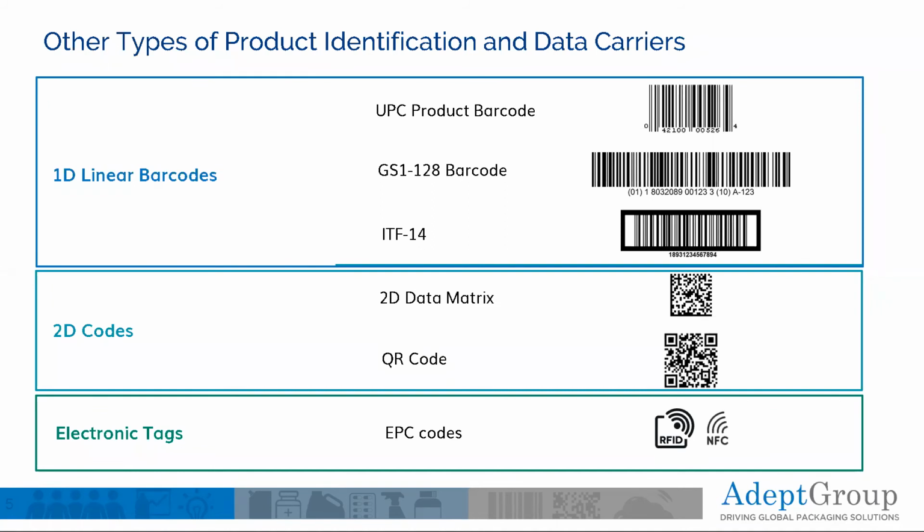We also see that with the implementation of 2D codes, there is an adaptation of the data matrix or the QR code. They are the two most common and most adopted 2D codes, but also there are codes that are being used in electronic carriers, like electronic tags, RFID labels, or transponders.